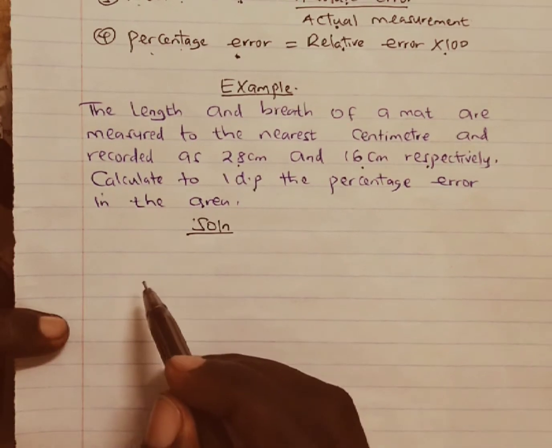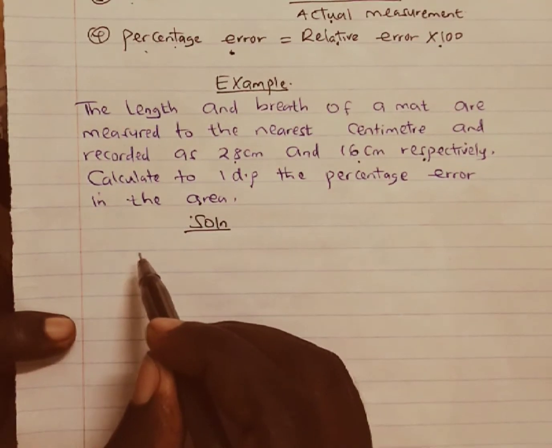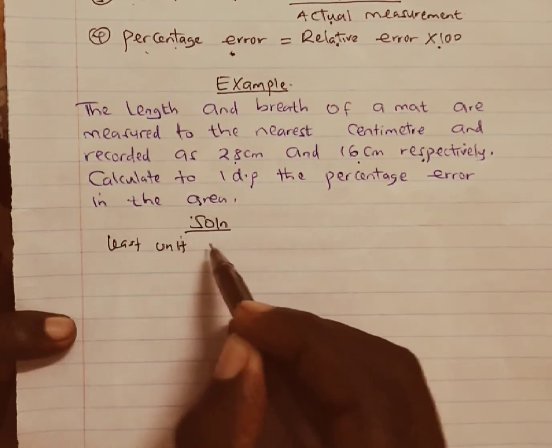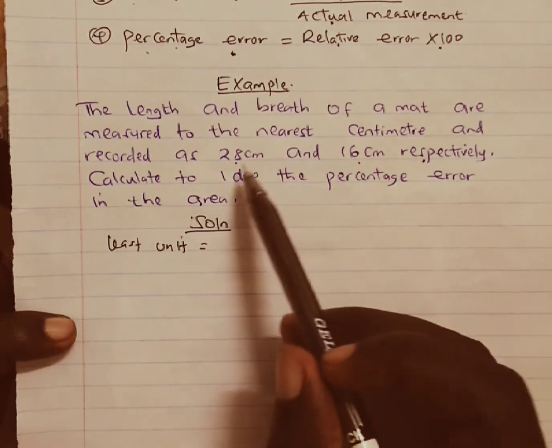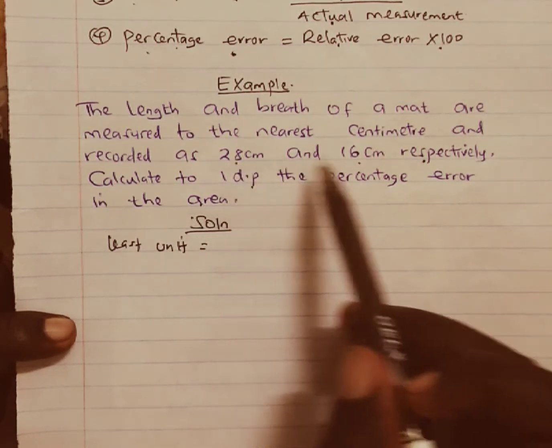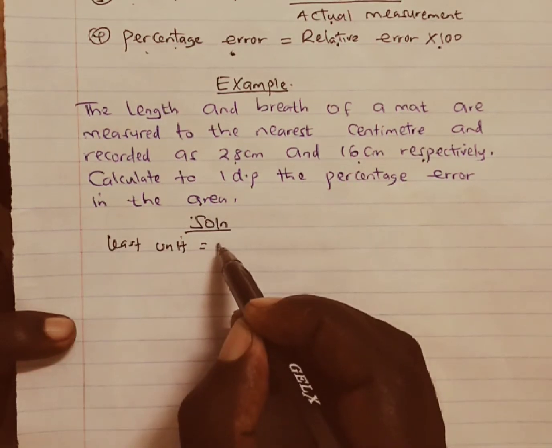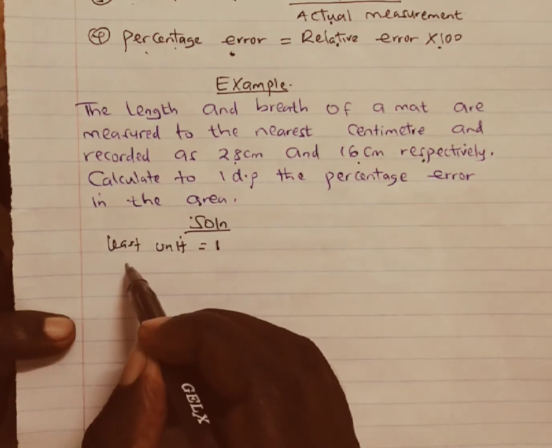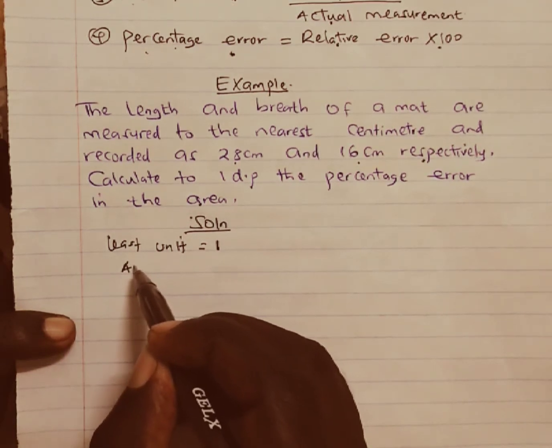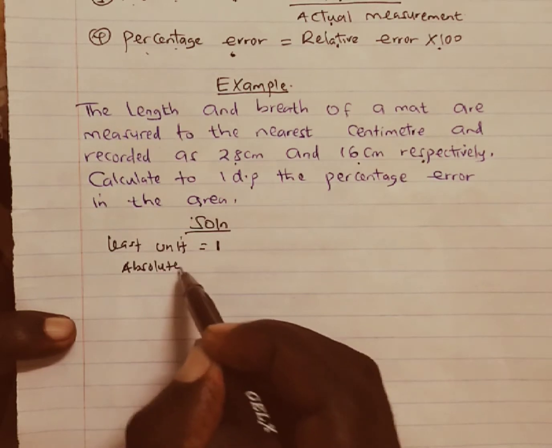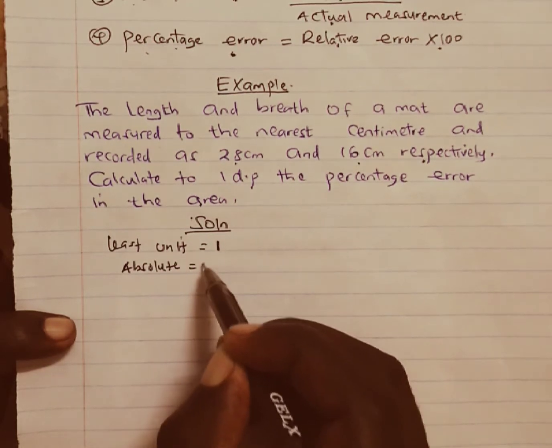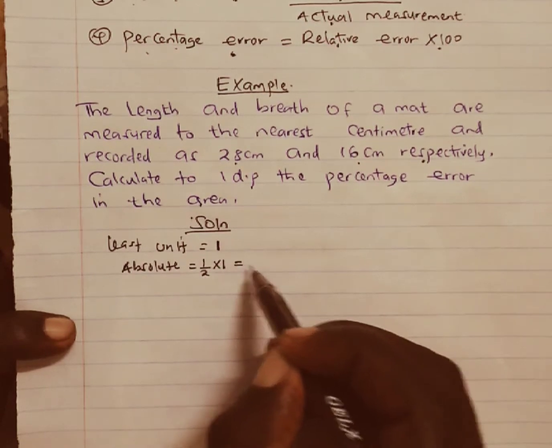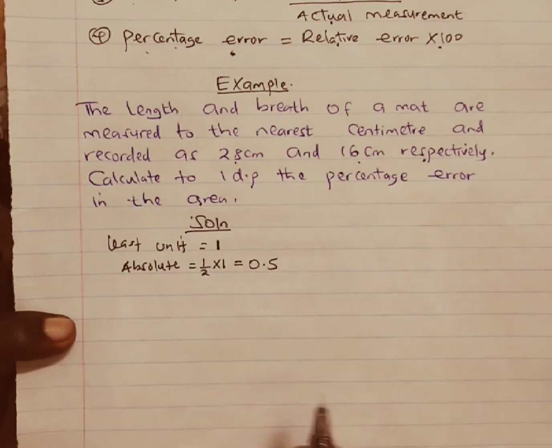The first thing we are supposed to look at is the least unit of measurement. Since the two values are given correct to the whole number as 28 and 16, the least unit of measurement is going to be 1. Now to get the absolute error, we have already said that absolute error is half of the least unit of measurement, and this one gives us 0.5.